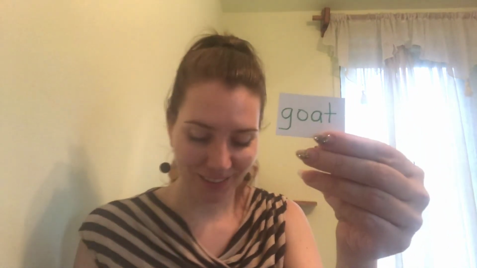Then we looked at the first sound. The first sound in goat is G, made by the letter G. Does it match? Yes, it does. Goat. The last sound in goat is T. Let's look at the last letter. It's the letter T. Does it match? Yes. T says T. So do you think this word says goat? Yes. Then we could read the goat.